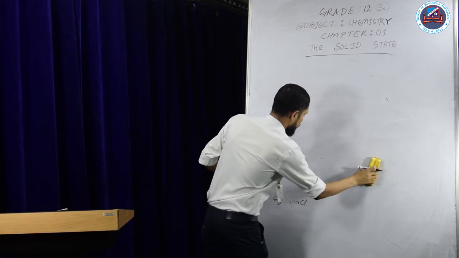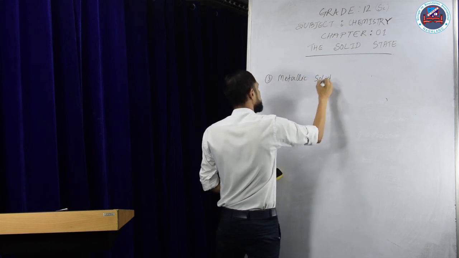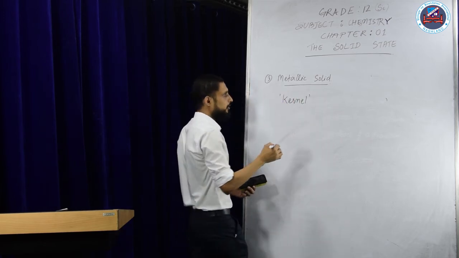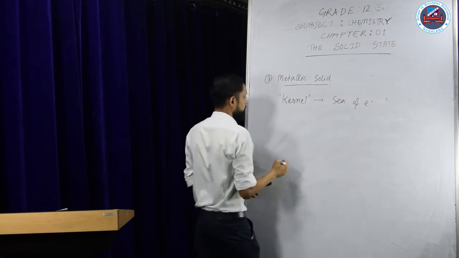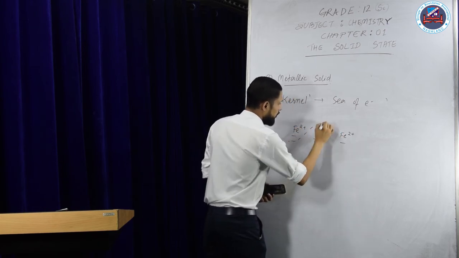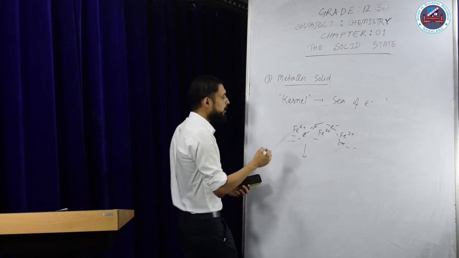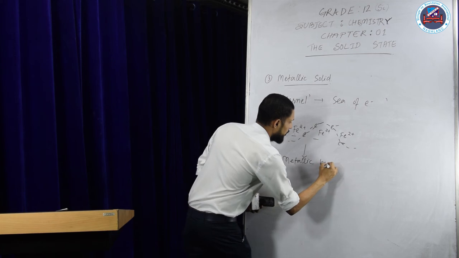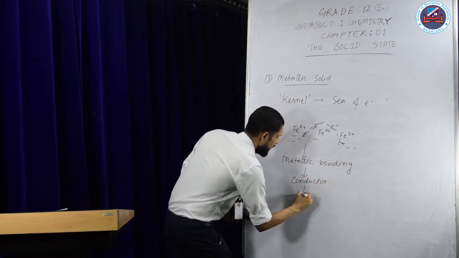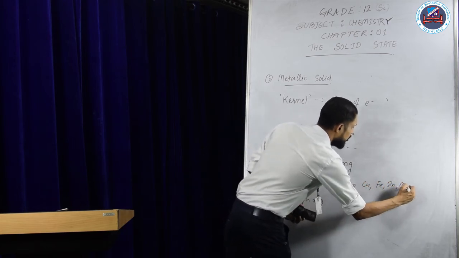The third type of crystalline solid is metallic solid. Now the metallic solids are made up of kernels. Kernel means positively charged species, and it is surrounded by a sea of electrons. Say Fe2+, Fe2+, Fe2+, these are kernels, and they are surrounded by a sea of electrons. These are electrons. The force of attraction or the bonding here is metallic bonding. They are good conductors, so they act as conductors, and they have high melting point. Examples, you can take copper, iron, zinc, magnesium, etc.